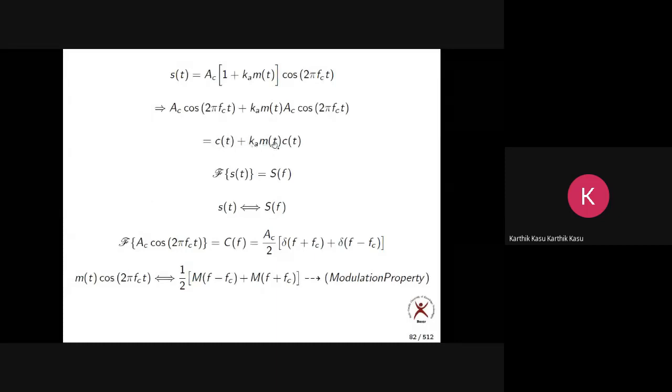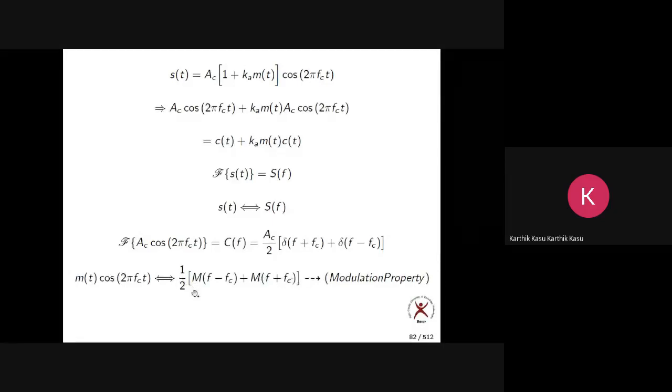Next, we have to find the Fourier transform of m of t into C of t. Anyway, k is a constant, so no problem. Here I am writing m of t as it is. Let us take C of t as cos 2 pi f c t, with A C there. Now, do you remember this formula?